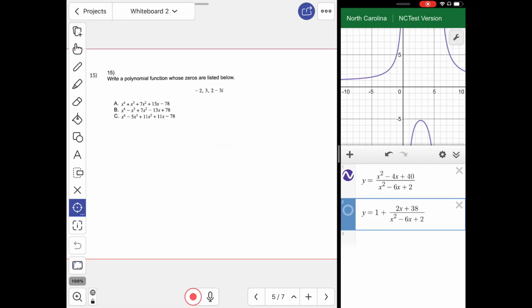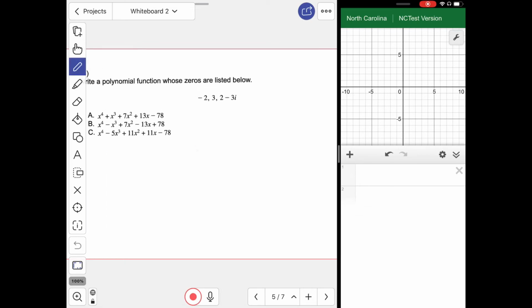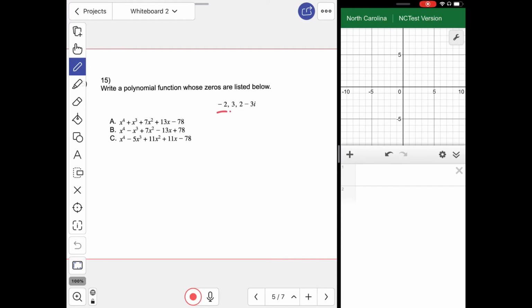All right, so write a polynomial whose functions are given below. So the first thing I would do is be mindful of the fact that for this problem I have 2 real and 1 imaginary. Well, remember, imaginary has to come in sets of 2, so I have to have the positive one. So I have to have a polynomial with degree 4. Okay? So that's a given.